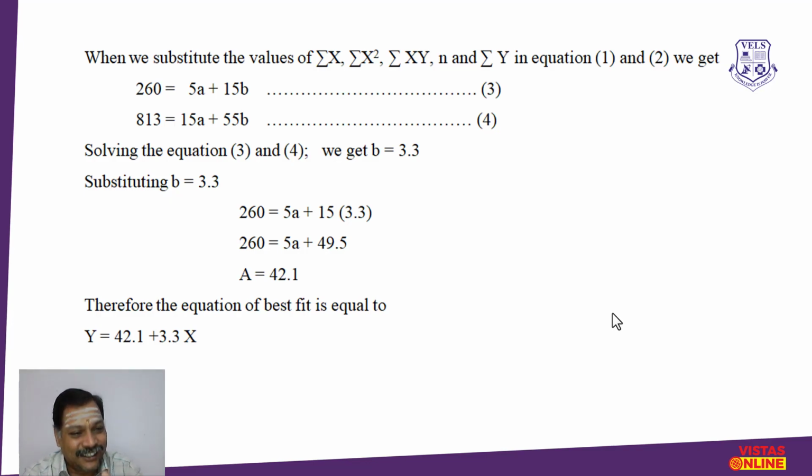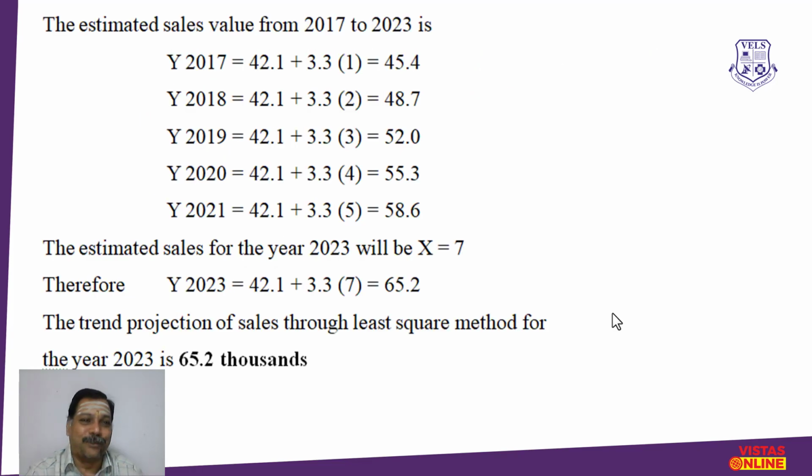Here y is a dependent variable, x is an independent variable. By estimating the value from 2017 to 2023, you can substitute the a value and b value. For 2017, 42.1 plus 3.3 into 1 for the first year, so it is 45.4. For 2018, change the value of x to 2, then it will be 48.7. For 2019, it will be 52. So likewise, we have to increase.